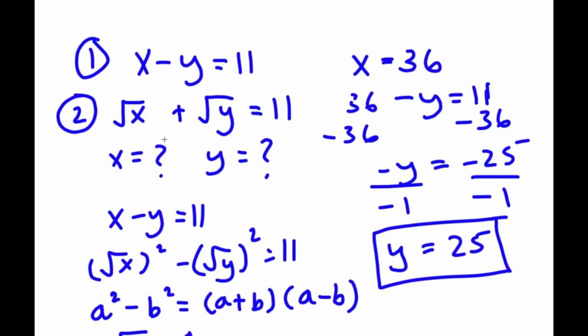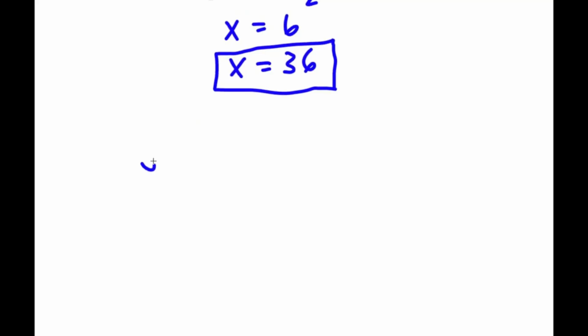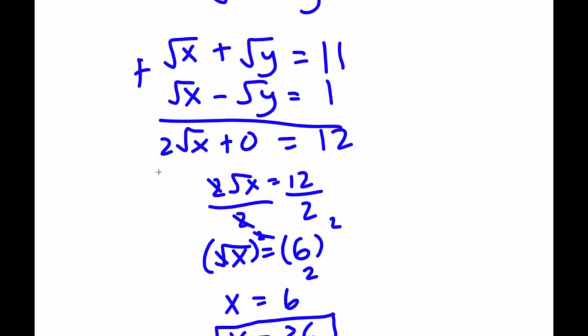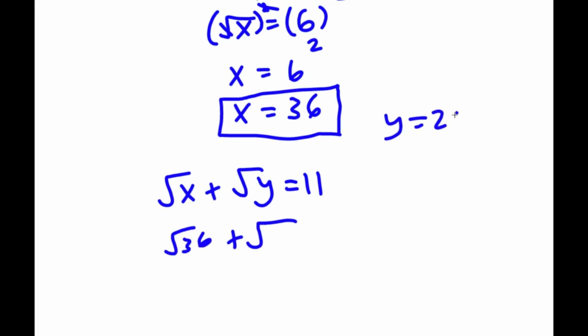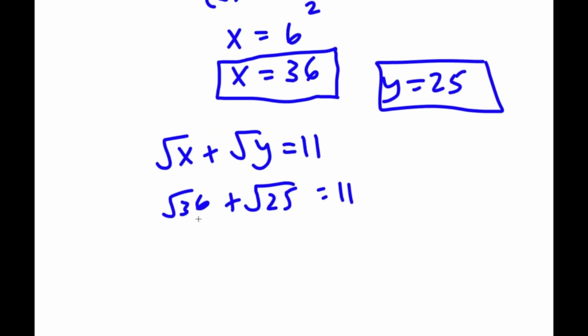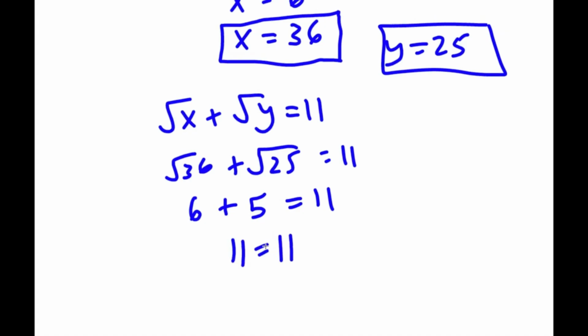So now we have to go ahead and plug this into the second equation to check if it's right. Our second equation was the square root of x plus the square root of y is equal to 11. X is 36 and y is 25, so we have the square root of 36 plus the square root of 25 is equal to 11. Now the square root of 36 is 6, plus the square root of 25 is 5. So we have 6 plus 5 equals 11, and 6 plus 5 is indeed 11. So we have 11 is equal to 11.